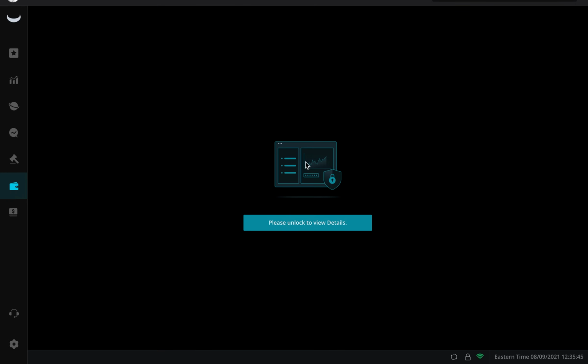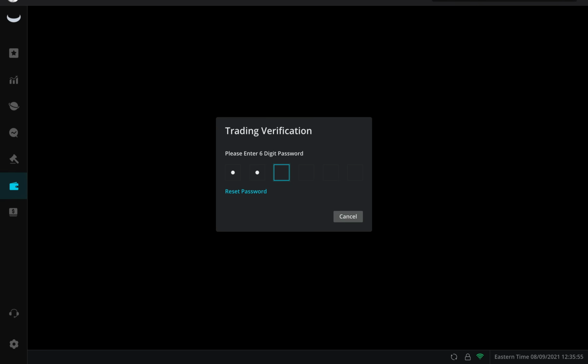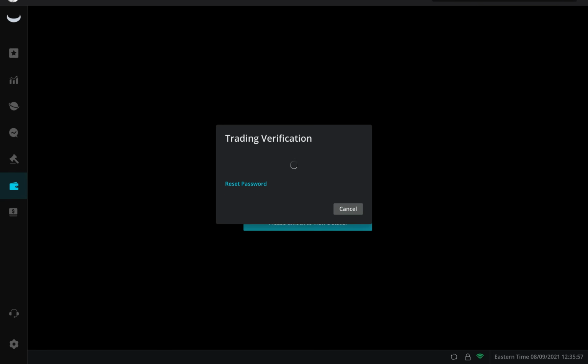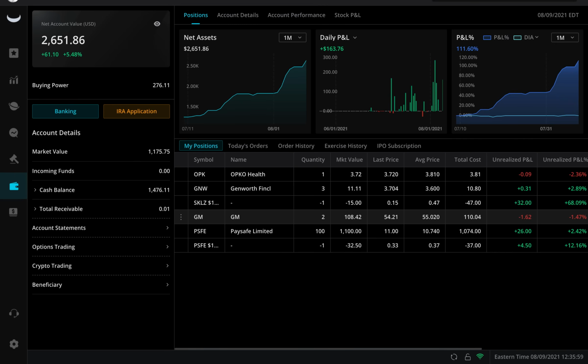I have this extra layer of protection here, just to make sure that if someone were to get into my account, they have to also go through this. So I definitely recommend setting this up. So let's go ahead and I'll put my password in there. And then you can finally see my account here.